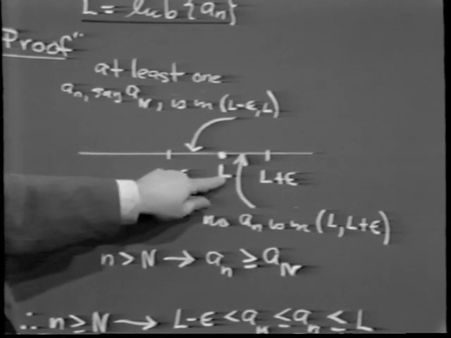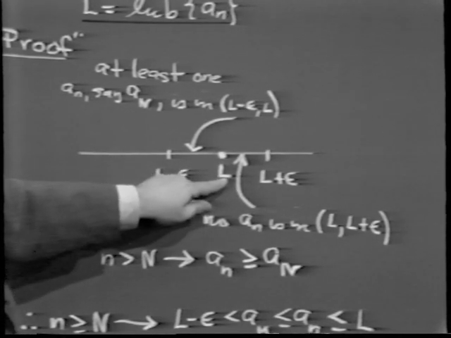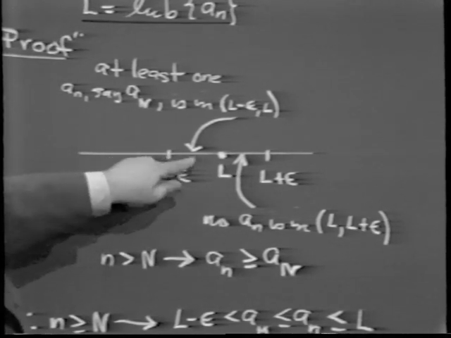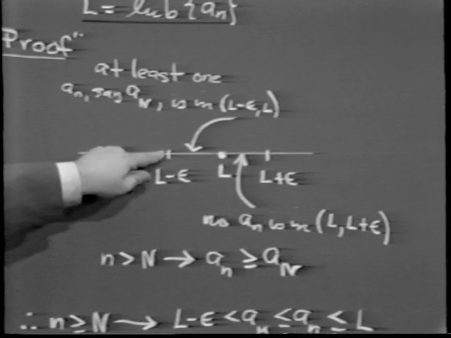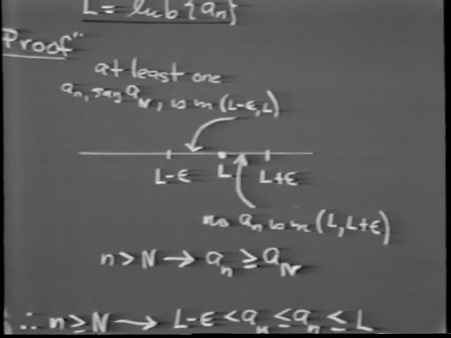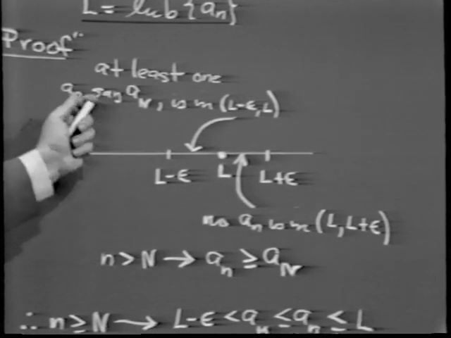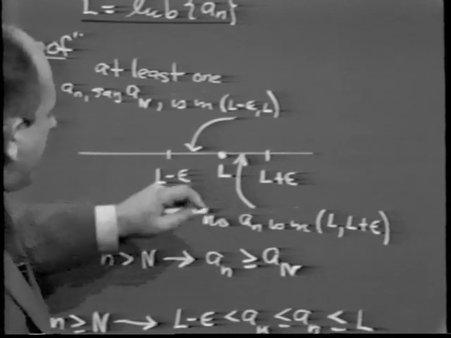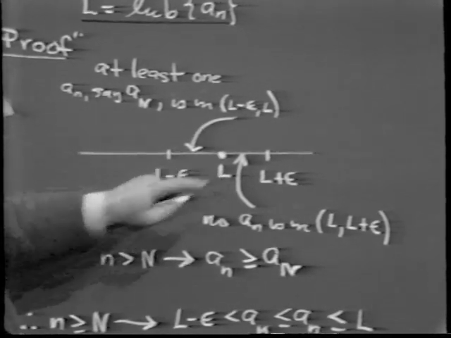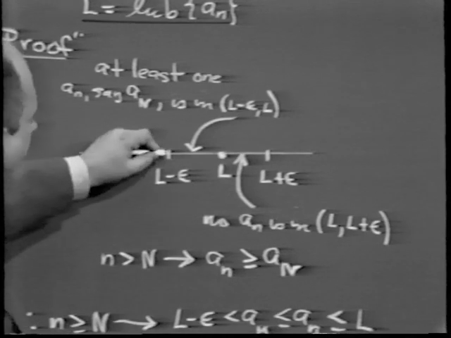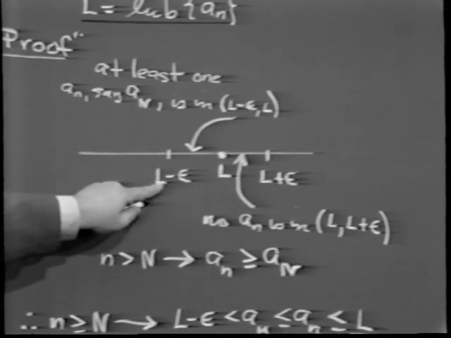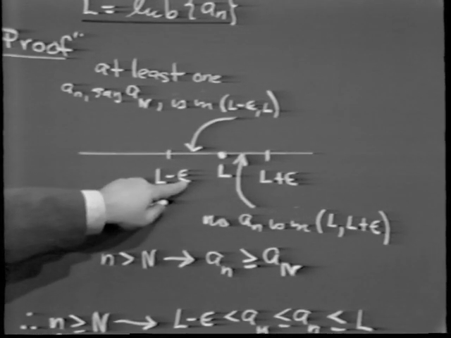To prove that L is a limit, what must I do? I must show that if I choose any epsilon greater than 0, all the terms beyond a certain one lie between L minus epsilon and L plus epsilon. Now here's the way this works. Let's see if we can just read the diagram and get this thing very quickly. First of all, at least one term in my sequence has to be between L minus epsilon and L. And the reason for that is simply this. Remember, L is a least upper bound. Because L is a least upper bound, L minus epsilon cannot be an upper bound.